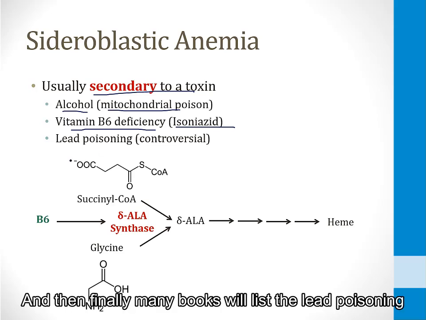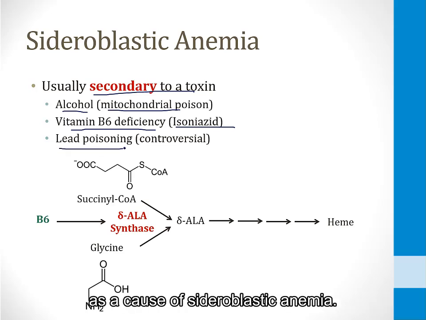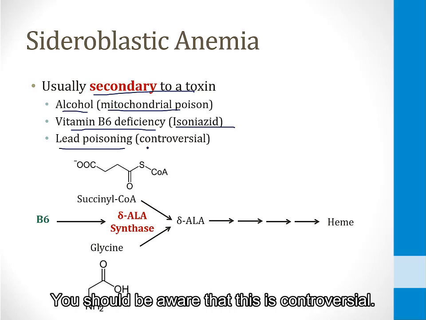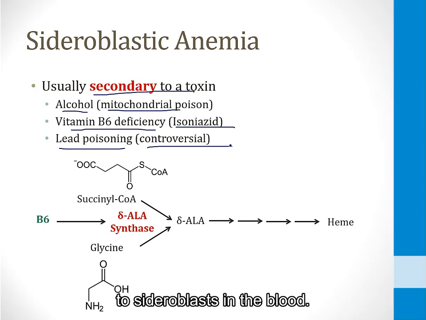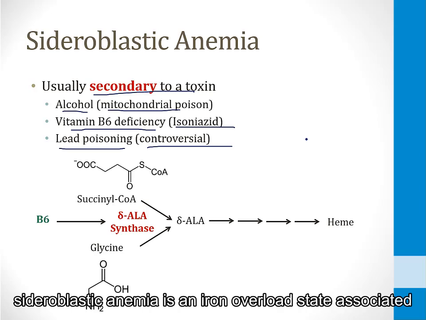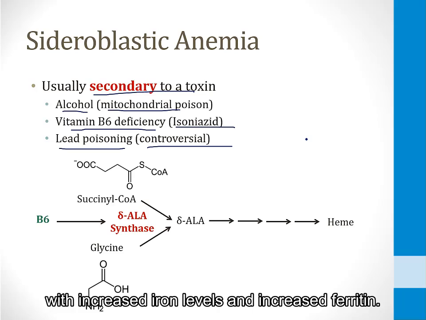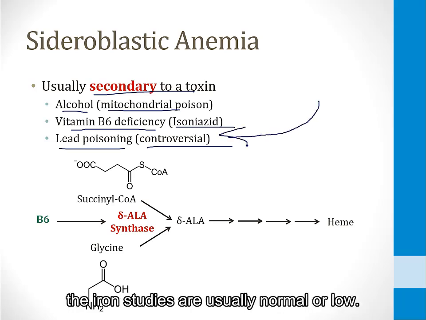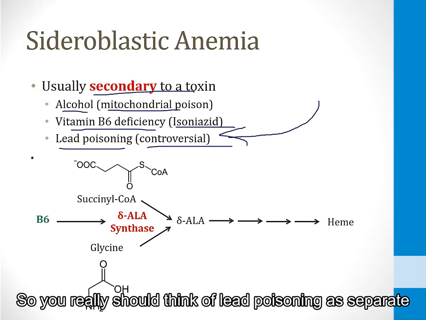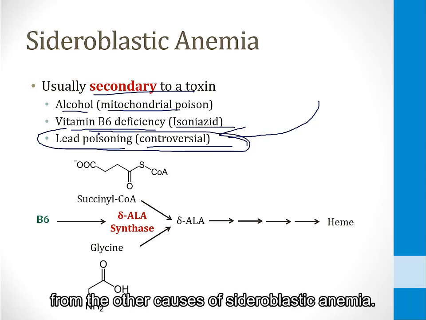And then finally, many books will list lead poisoning as a cause of sideroblastic anemia. You should be aware that this is controversial. It's not clear whether lead poisoning definitely leads to sideroblasts in the blood. In addition, as we'll see in a minute, sideroblastic anemia is an iron overload state associated with increased iron levels and increased ferritin. And as I just told you, in lead poisoning, the iron studies are usually normal or low. So you really should think of lead poisoning as separate from the other causes of sideroblastic anemia.